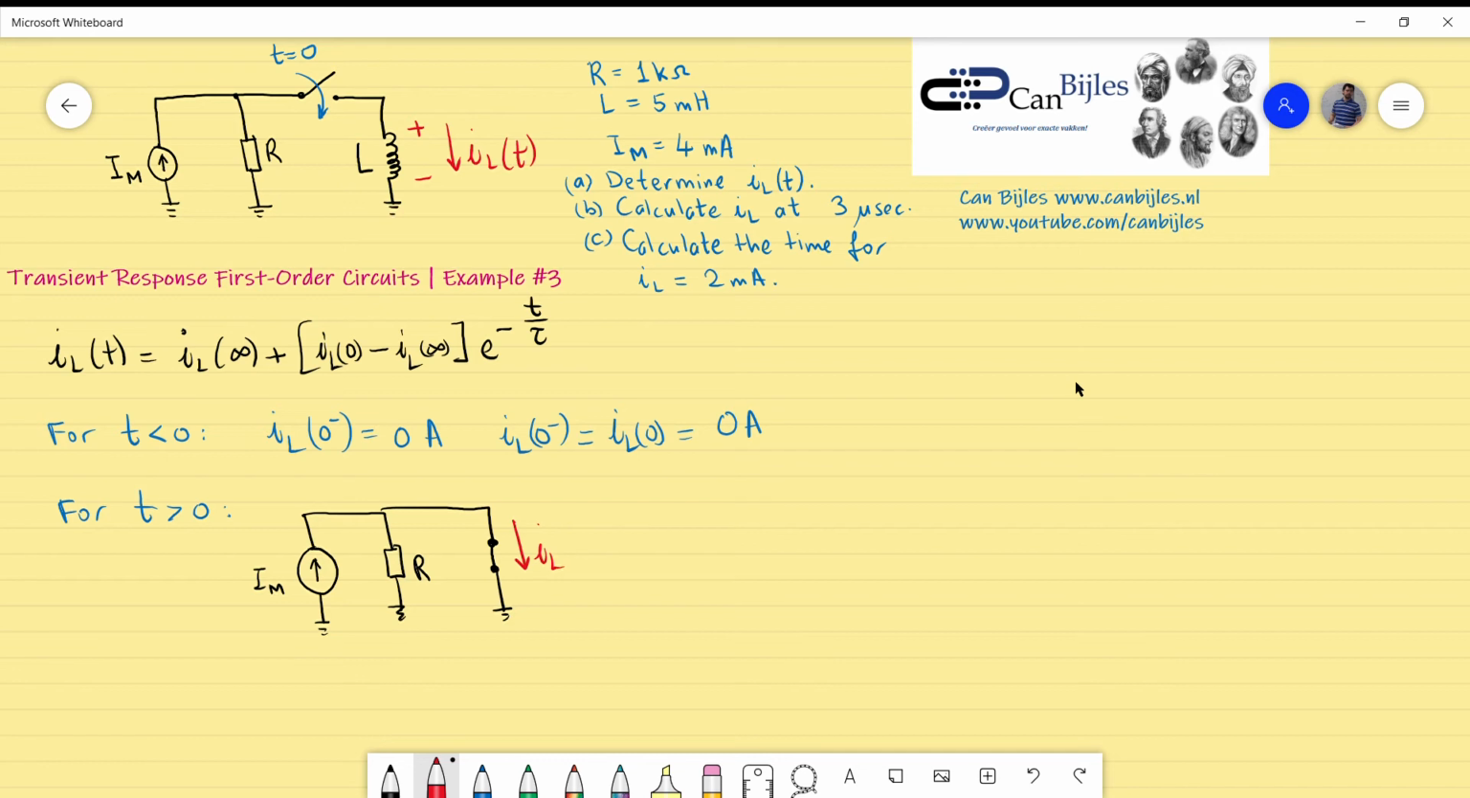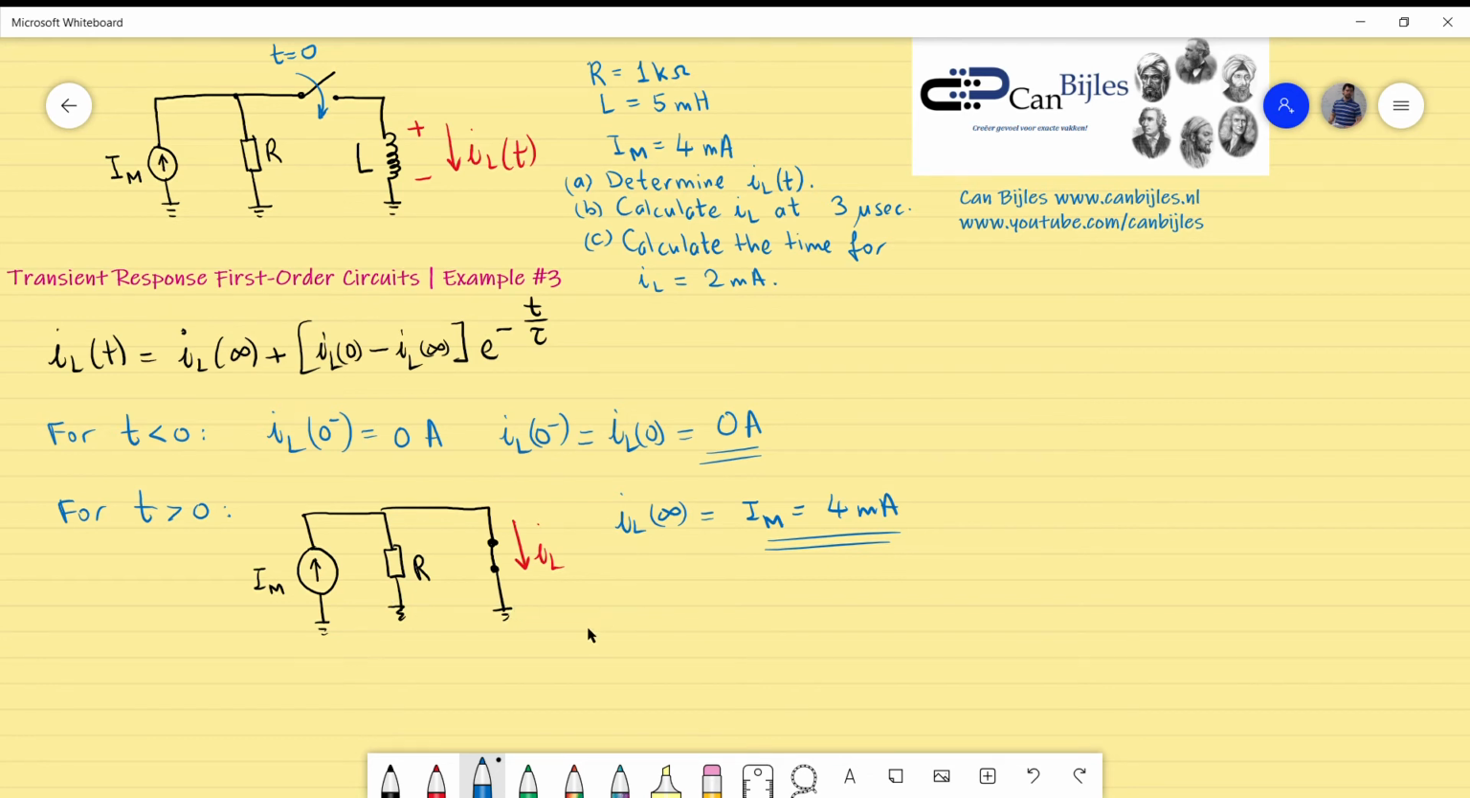So we can say at steady state, after switching the switch, so closing the switch, then we have the IL for infinity is actually just IM, because all of the current will flow through this wire instead of the resistor. So that will mean the value of the IL infinity is IM, that is 4 milliamps. Okay, so we have two situations for the initial condition and the final condition, the steady state condition.